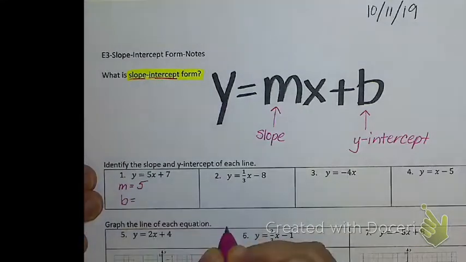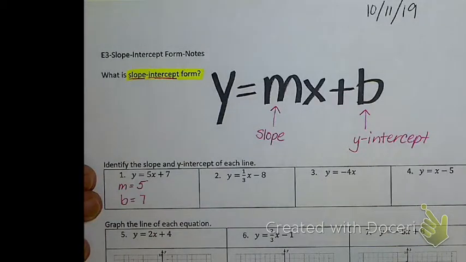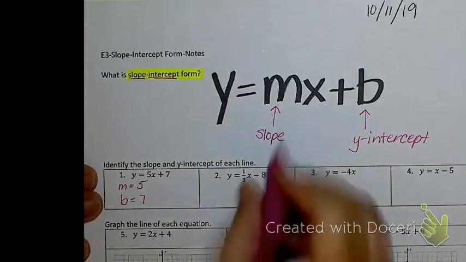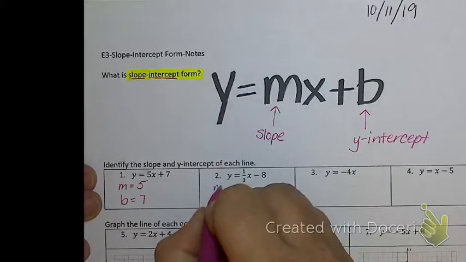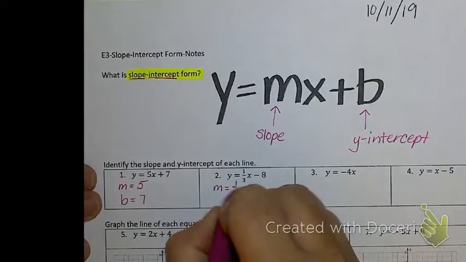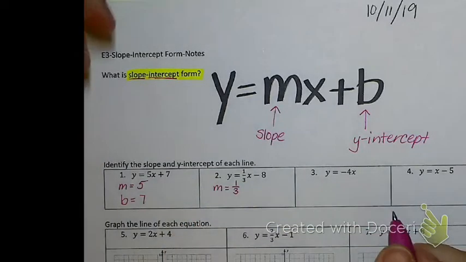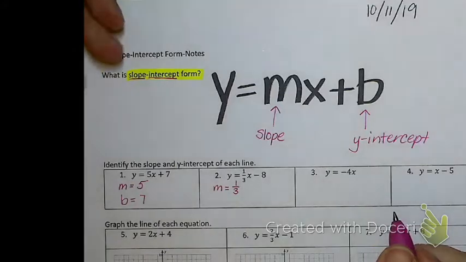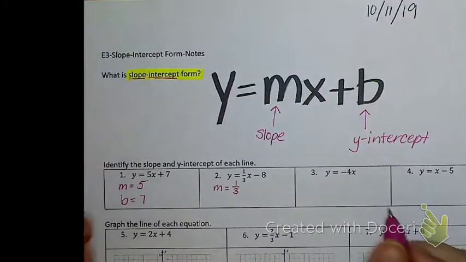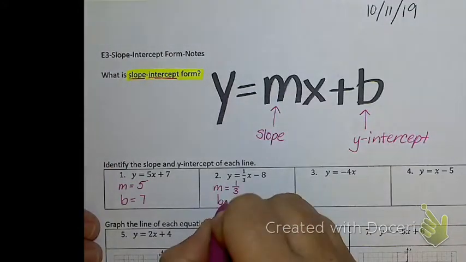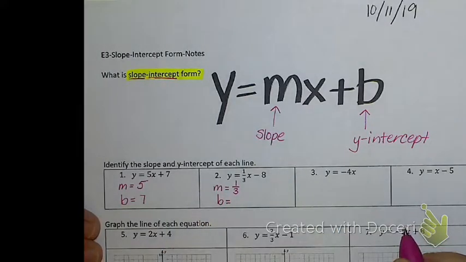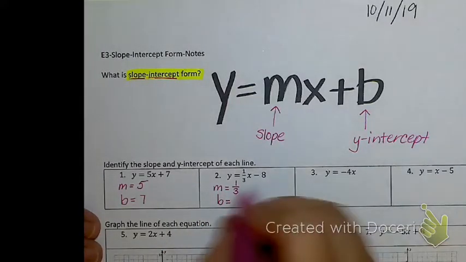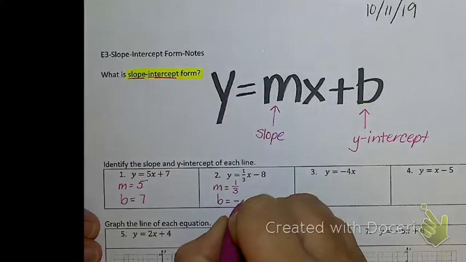What's our y-intercept in this case? 7. What about number 2? What is my slope? And remember, 1/3 is the same as what we were doing before, where it's rise over run. So don't be afraid of these fractions here. It's actually easier when they're fractions. And what's my y-intercept here? -8.